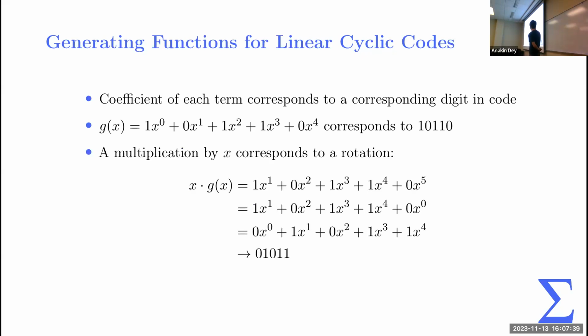Multiplication by x is rotation. So x times the example above essentially shifts everything over to the right by 1. Then we have a new x to the 5th term because we want to keep everything as 5 bits. We mod it to get it down to x to the 0, bring it over to the left end, and then we've rotated our code over by 1. Hence it's cyclic, because it rotates.